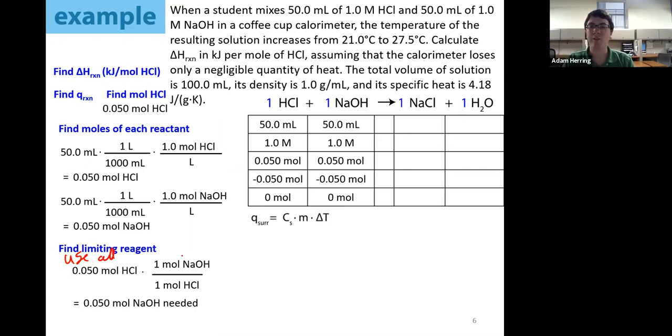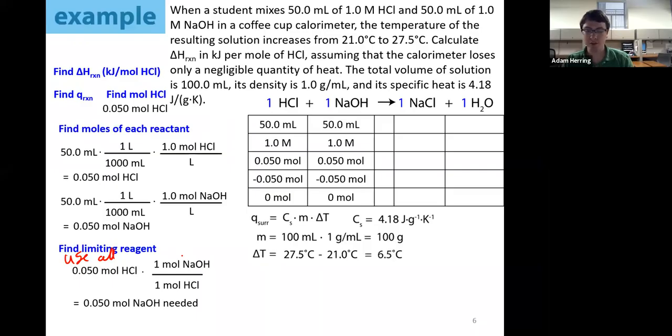Now we need to find the heat of the reaction. To find that, we first must find the heat of the surroundings. We can do that by multiplying the specific heat times the mass of the surroundings times the change in temperature of the surroundings. The specific heat was given as 4.18 joules per gram degree Kelvin. Our mass we can find by taking the volume and multiplying by the density. That's 100 grams. The change in temperature of our surroundings is taken from the final minus the initial temperatures, or 6.5 degrees Celsius. And it's important to remember, as we've talked about already, that the change in temperature in Celsius is the same as the change in temperature in Kelvin.